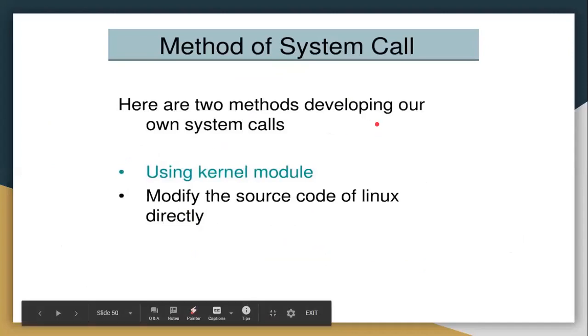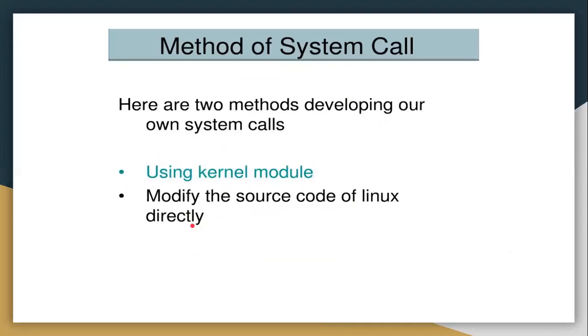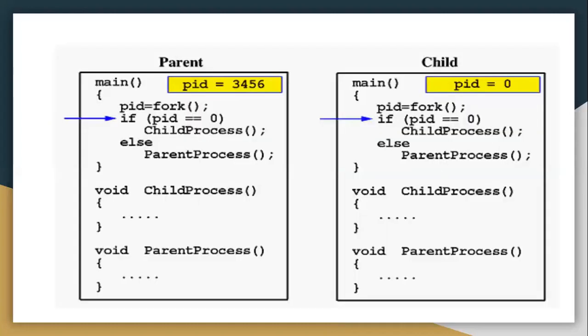There are two methods of developing a system call. One is the kernel module and one is modifying the source code of Linux directly. Either you write the source code of Linux directly, or you can go for a kernel module. You have heard of libraries: one is your exe and one is your DLLs. Same here.